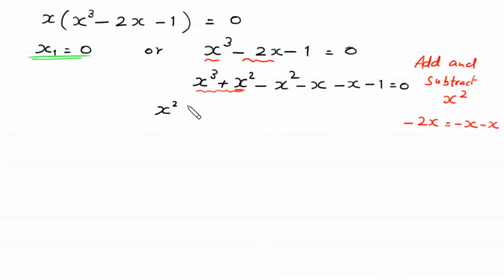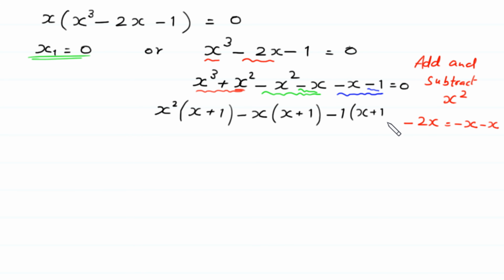Now from these two terms x cubed plus x squared, we can factor out x squared as a common factor, and in bracket left x plus 1. And from these two terms, negative x squared minus x, we can factor out negative x as a common factor, and in bracket left x plus 1. And from these two terms, negative x minus 1, we can factor out negative 1 as a common factor, and in bracket left x plus 1 is equal to 0.